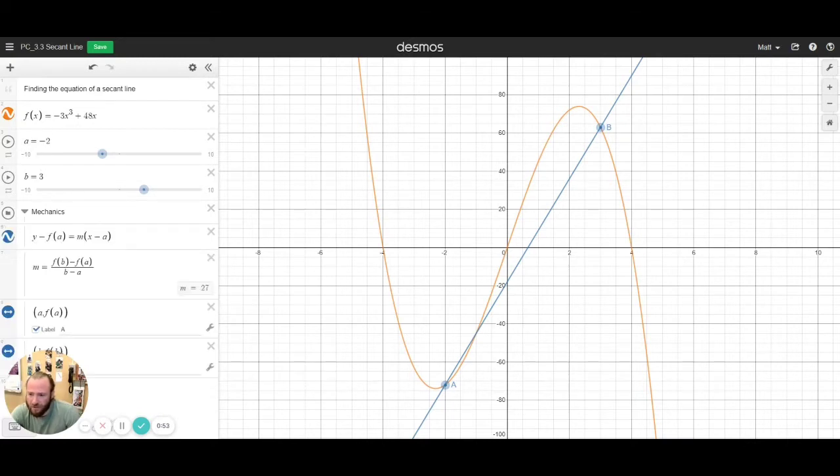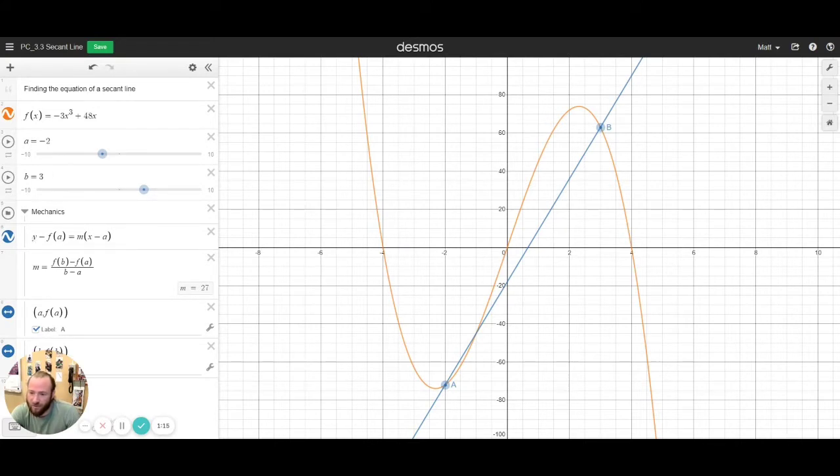And if we look at the mechanics, hopefully you can make sense of this. m is slope. You can see this is difference in outputs over difference in inputs, and that's for my b and a, right? So f of b minus f of a over b minus a. And we can see that this is 27 as I've set these values. So we found it correctly.